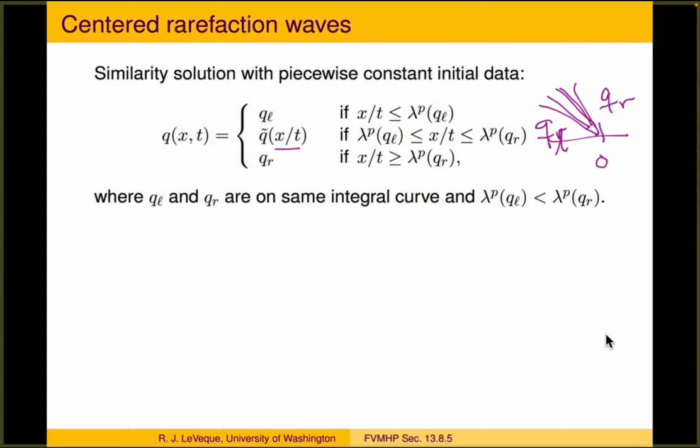And it turns out you can find centered rarefaction waves like this as long as QL and QR are on the same integral curve, and as long as lambda p at QL is less than lambda p of QR, because those are the speeds of the left edge and the right edge of this rarefaction fan. And so in order for this to make sense physically, we need the eigenvalue increasing as we go through this rarefaction wave.